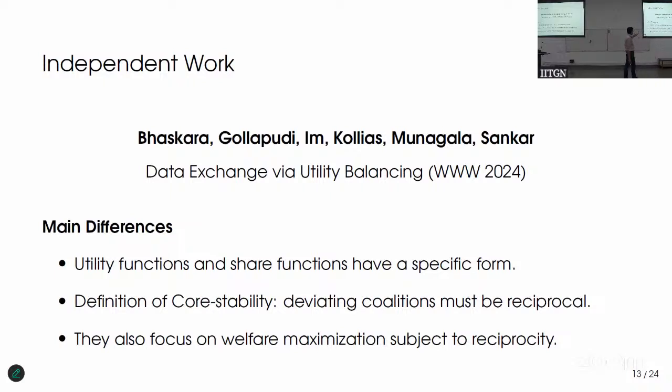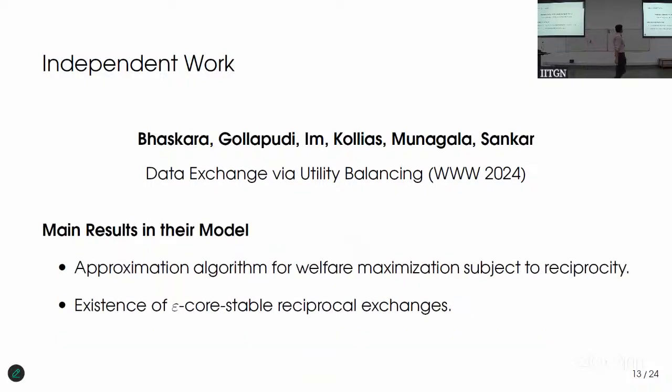Two important differences I would like to point out: the utility and share functions in their paper have a specific form. And the most crucial is that in the definition of core stability, they require the deviating coalitions to be reciprocal. This is not required by us. That's another difference that I'd like to highlight. In their model, they show the existence of approximate core stable and reciprocal exchanges, and also an approximation algorithm for welfare maximization subject to reciprocity, but it also has a hardness result.